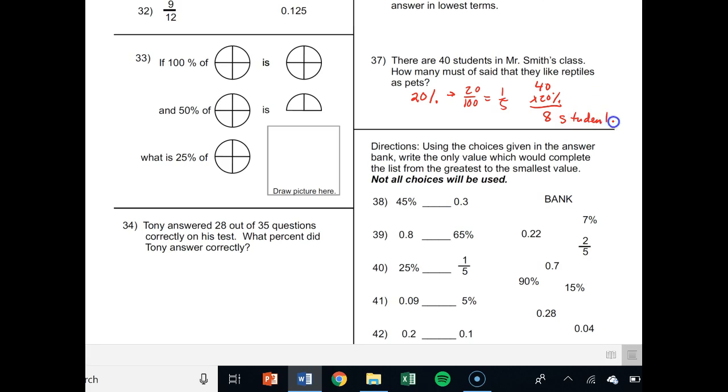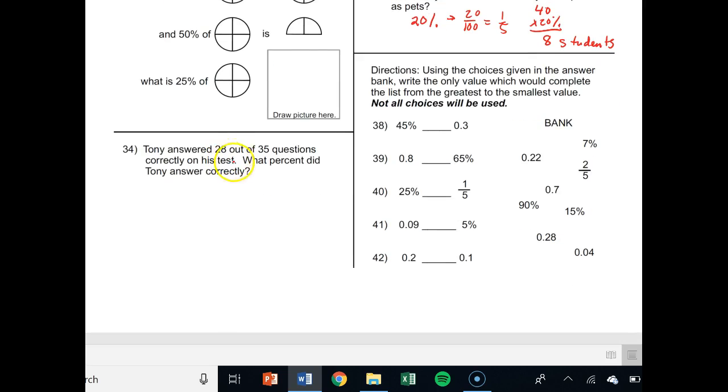Great. The other questions that you need to worry about, number 33. If 100% is this, if 50% is this, what is 25% of the circle? You're going to draw your circle that's left over. 34. If you got 28 out of 35 questions right, what's your percent on that? Go ahead and figure that out.